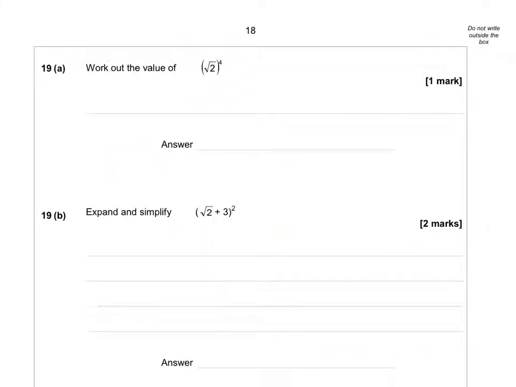Question 19 is all about working with surds. So we've got the square root of 2 to the power of 4. So that means I'm doing root 2 times root 2 times root 2 times root 2. So root 2 times root 2 is 2, and I'm timesing that by root 2 times root 2, which is 2. So I've got 2 times 2, which is 4.